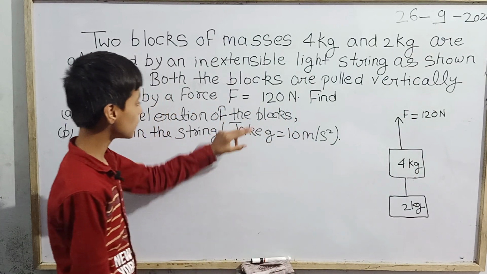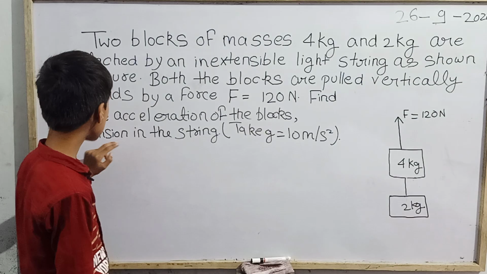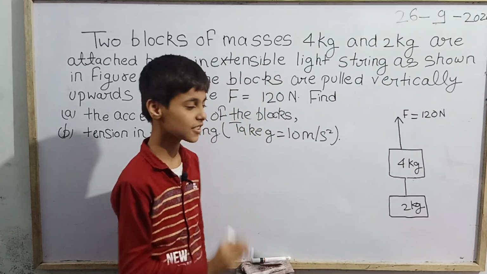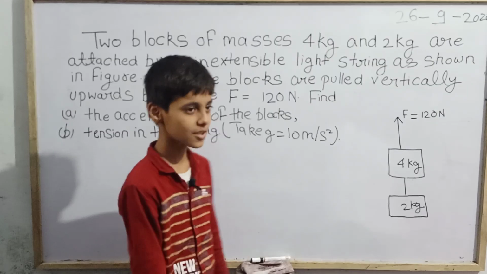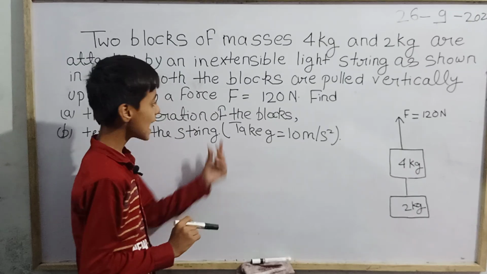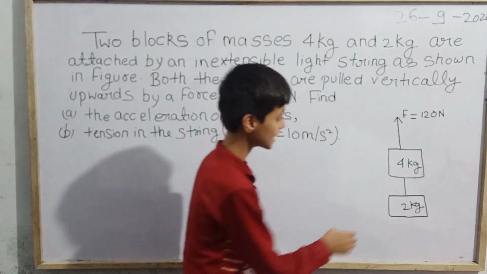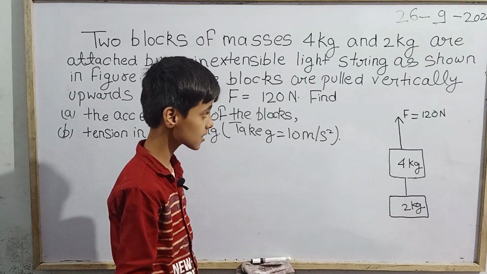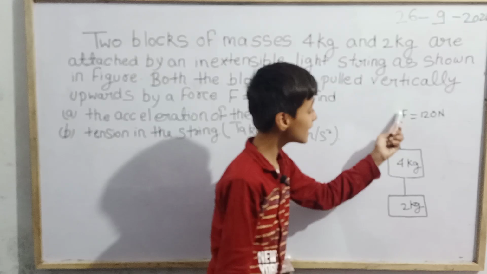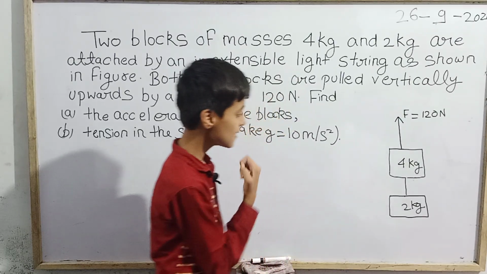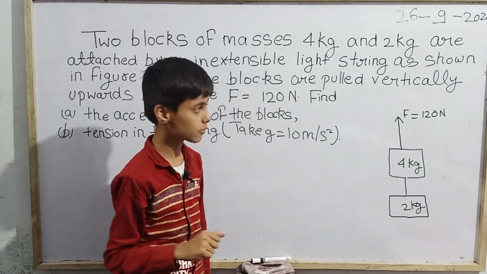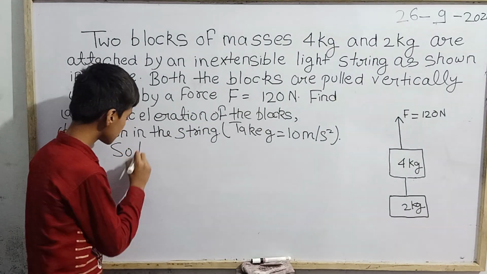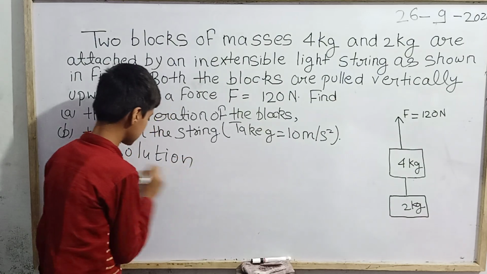Now we have to find the acceleration of the blocks, and second, the tension in the string. Take g equals 10 meters per second square, the acceleration due to gravity for this total system. The blocks have the given masses and are pulled vertically upward with a force of 120 newtons. The acceleration is what we have to find out, so here our solution will begin.